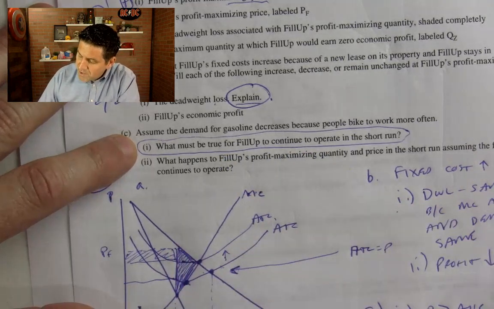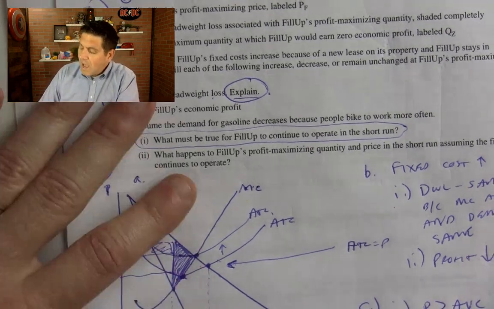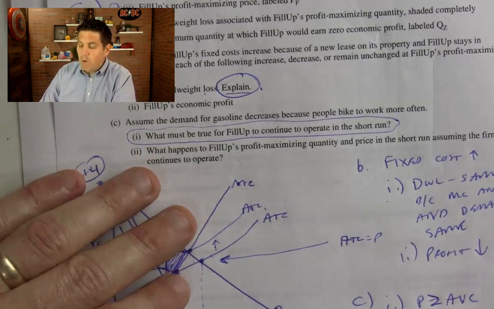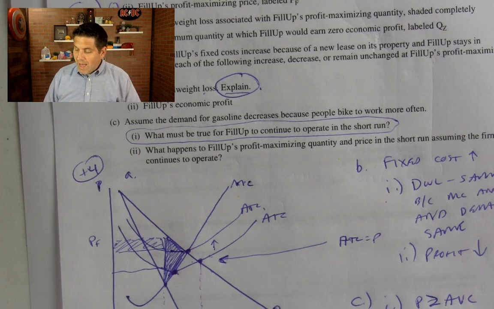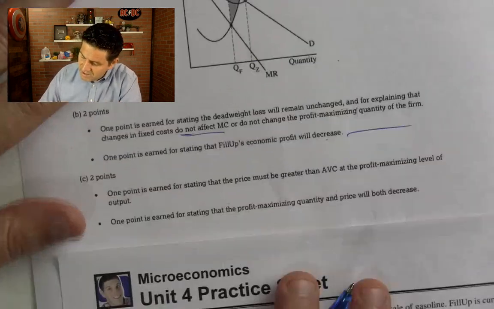Their price must be greater than or equal to the AVC. Another way of wording that is: their loss must not be as big as their fixed cost. Their loss must be smaller than their fixed cost. Let's look at what they say here.